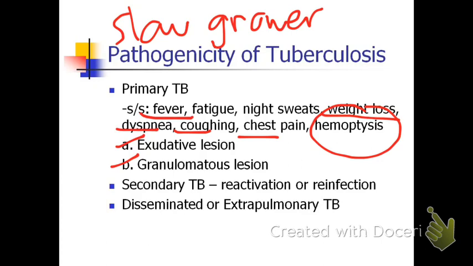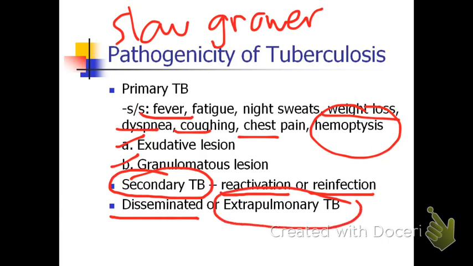However, let's say, for example, you did not finish the antibiotic regimen, then you might experience this so-called secondary tuberculosis, wherein there is a reactivation or reinfection. Now, if you're not able to contain the infection in the lungs, then it would become disseminated, or we call it the extrapulmonary tuberculosis.